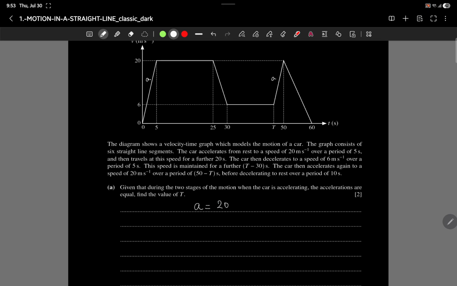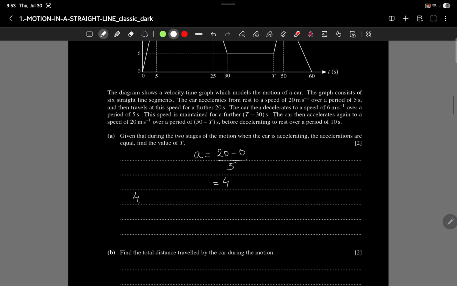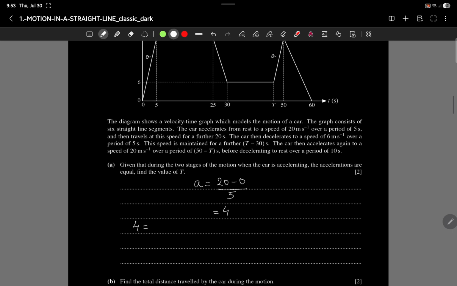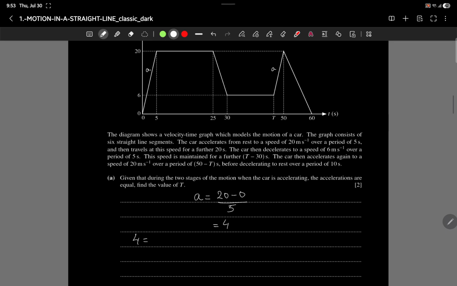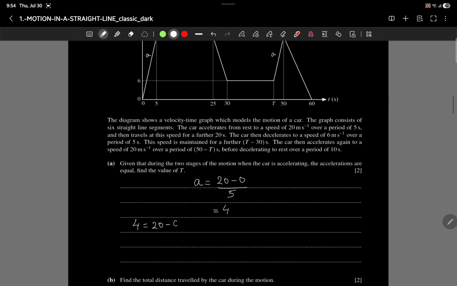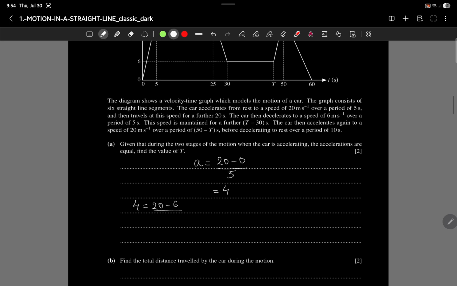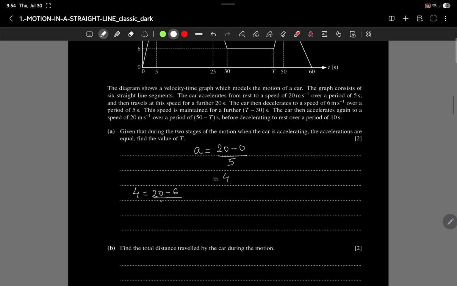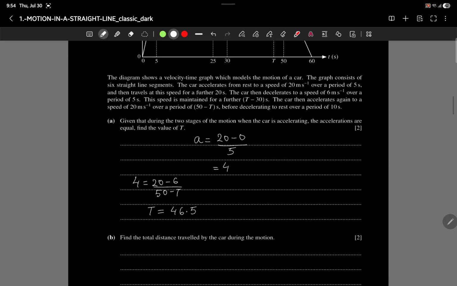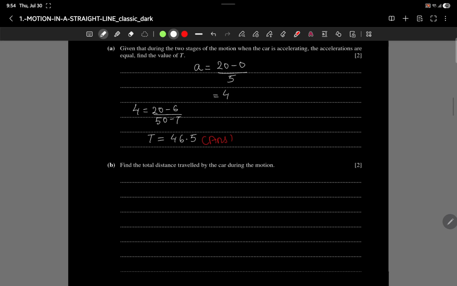is final minus initial by 5, is 4. That means 4 over here the same. This is also 4. 4 equals to final minus initial with a time, which is 50 minus t. But now let's just solve for t, and we get 46.5. Nice. That is your answer. Great. Now moving on to part B.